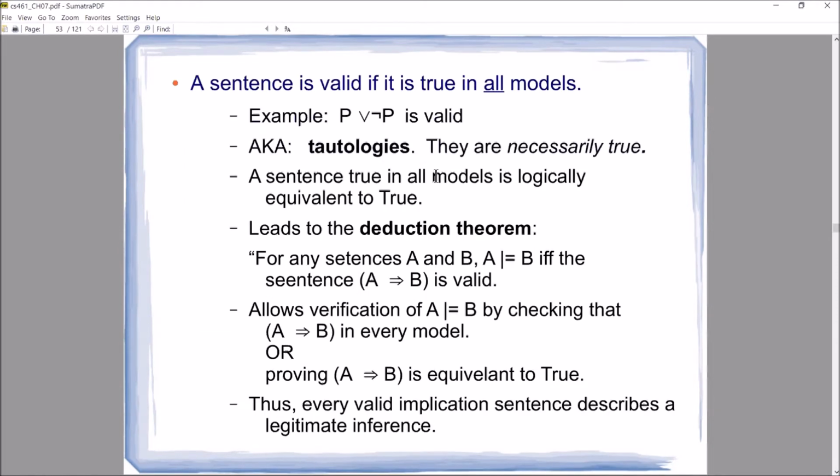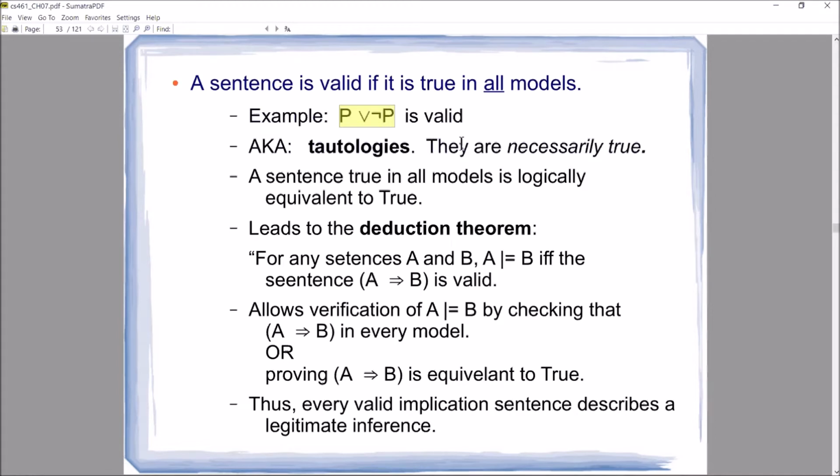A sentence is valid if it's true in all models, right? So if you went through and you did have a truth table and you did enumerate all the possible models, that sentence is valid if it's true in all of the models that you enumerated, right? So in all possible worlds, that sentence would have to be true in order for it to be valid. So here's a simple example, which is known as a tautology.